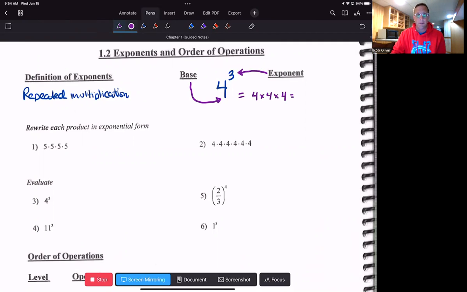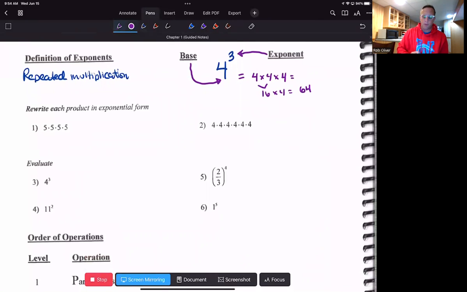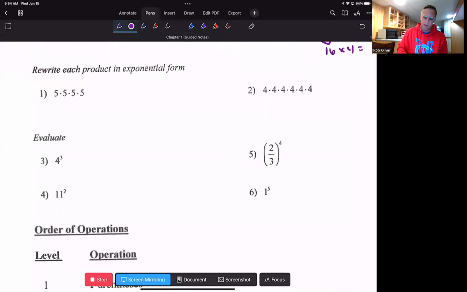4 times 4 is 16. 16 times 4 is 64. So that's what 4 to the 3rd power simplifies out to. These first couple examples are just talking about putting it into exponential form. We don't actually have to worry about multiplying it. So right there, we have 5 multiplied repeatedly 4 times. So the base is going to be 5, and the power is going to be 4. 5 times 5 times 5 times 5.